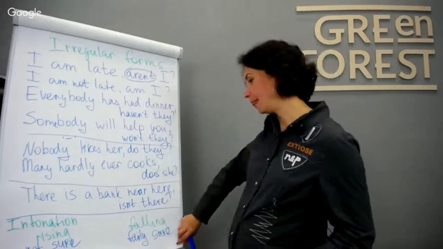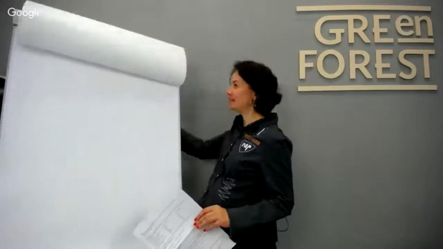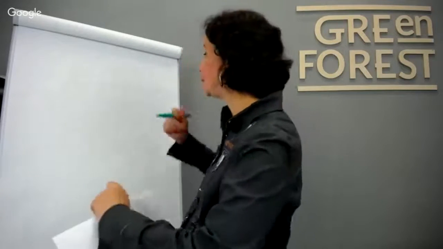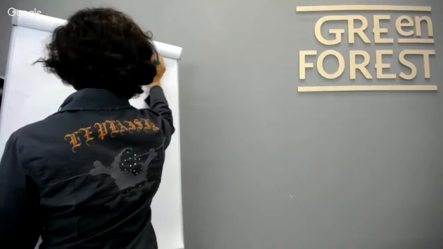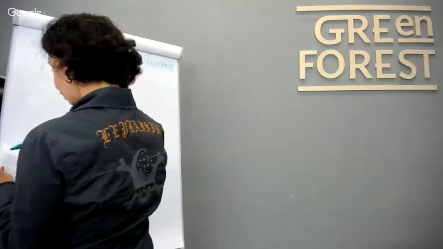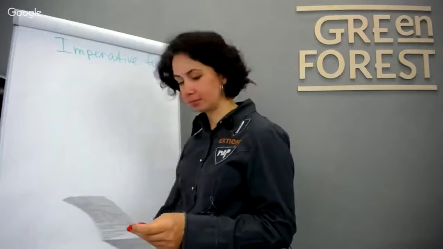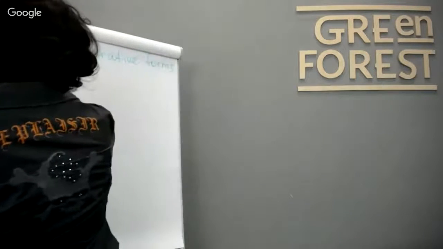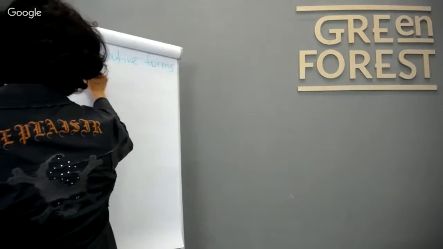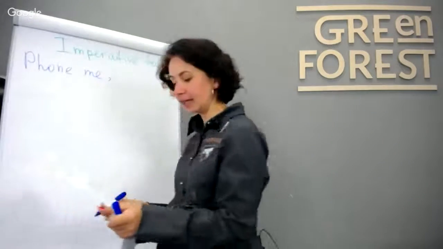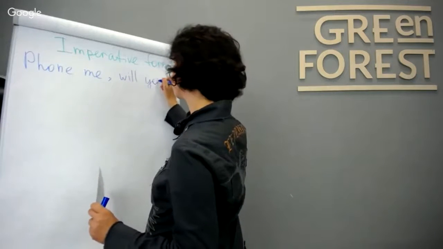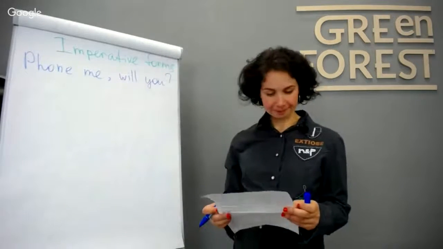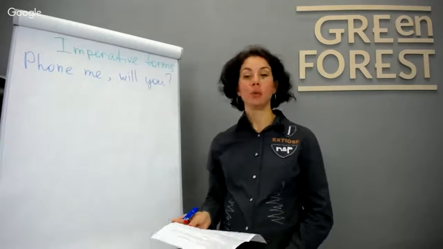There is a little bit more about tags that you need to know. When we have imperative forms, like commands, when we don't have a tense. For example, when we say phone me, what to use over here? Usually we use a very nice tag, will you? Almost always. For example, turn the TV down, will you?